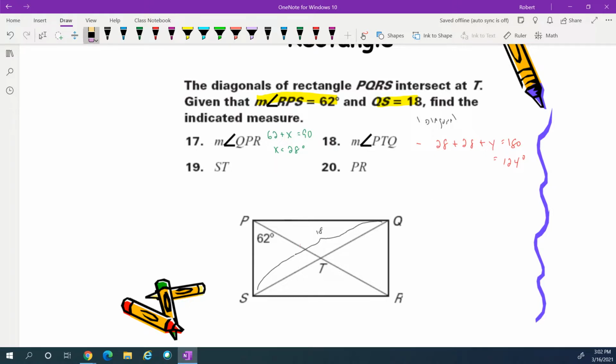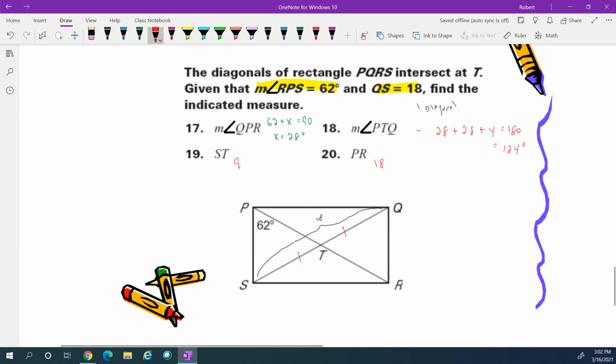We're asked for ST. Well, the diagonals bisect each other. So half of 18 is 9. And for number 20, PR, the diagonals are congruent. So if SQ is 18, then PR is 18 as well. Diagonals are congruent. So applying the properties of a rectangle, the same 5 properties of a parallelogram, plus each corner is 90 degrees. We have right angles. And the diagonals are congruent. Okay. I think that is it for rectangles.